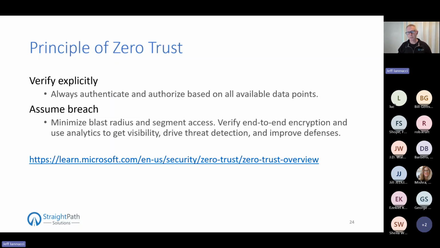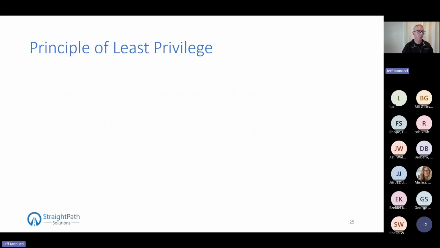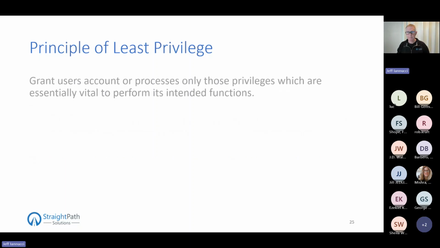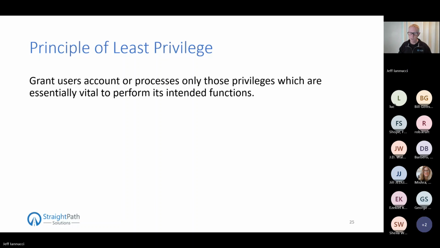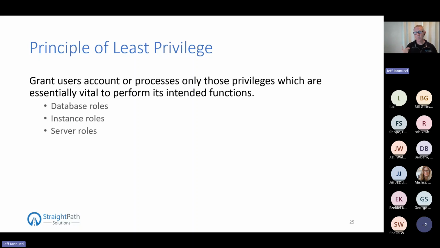The second principle I want to mention is the principle of least privilege. You've probably heard this if you've ever had to set up permissions for people: grant users only the privileges that are essentially vital to perform their intended functions. It means you do not put everyone in the sysadmin role. You do not put everyone in the db_owner role, because these things lead to other privilege escalations, right?